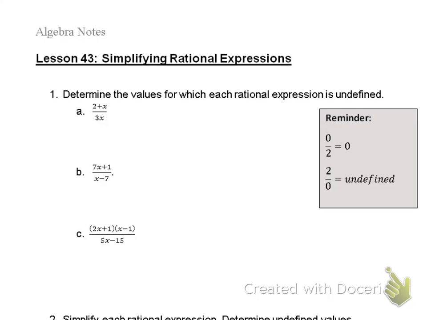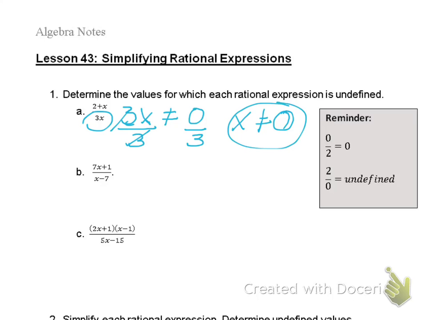The first one, 2 over 3x, we're just determining the values for which the expression is undefined. So what I usually do is take the denominator and set the whole denominator not equal to 0, so that it can't be equal to 0. And then I solve for x. So I would divide by 3. And of course we know that 0 divided by 3 is 0, so x cannot be 0. So that's the undefined value for x in A.